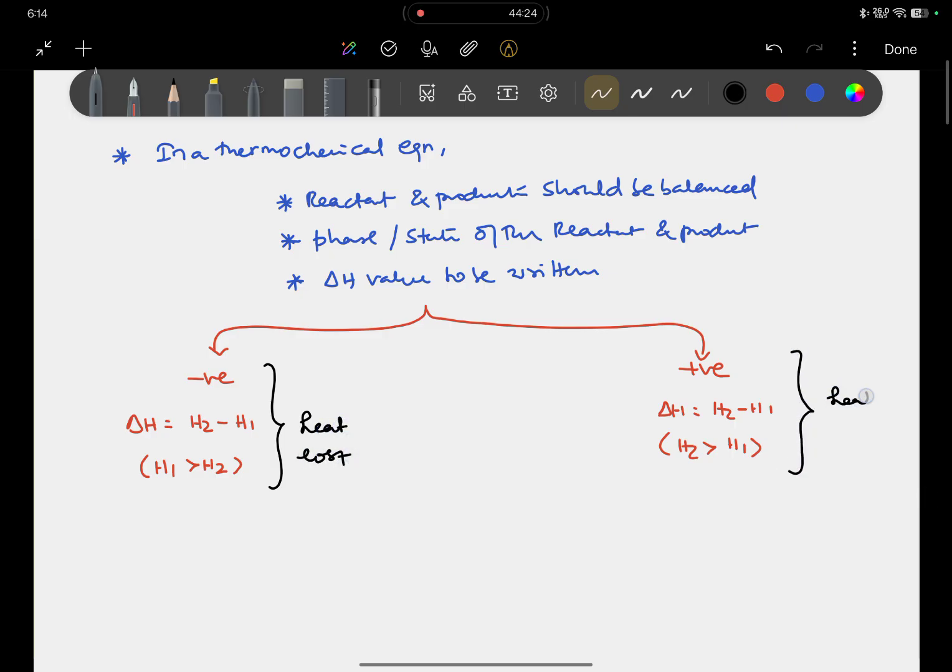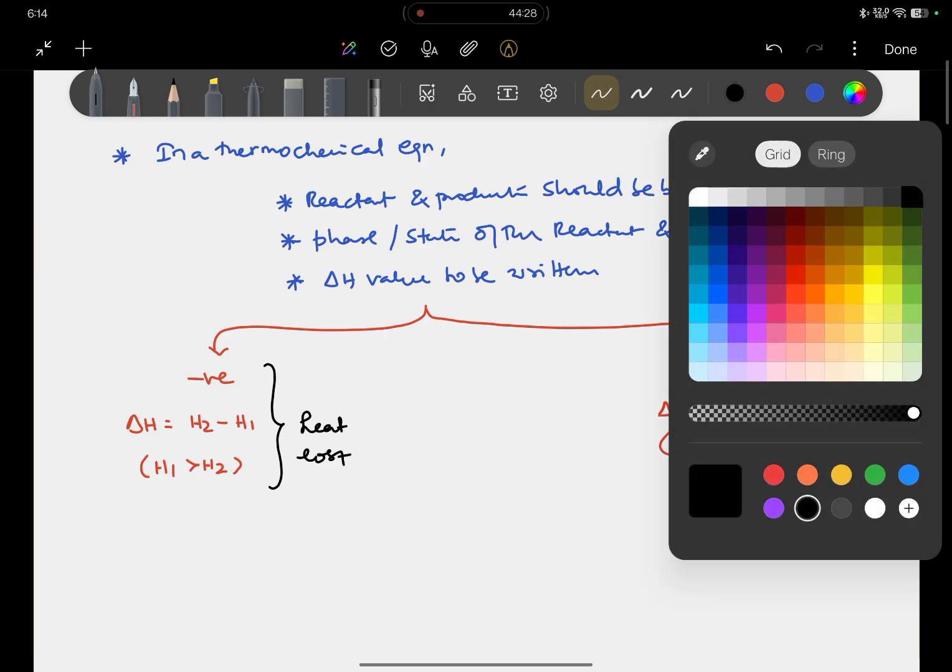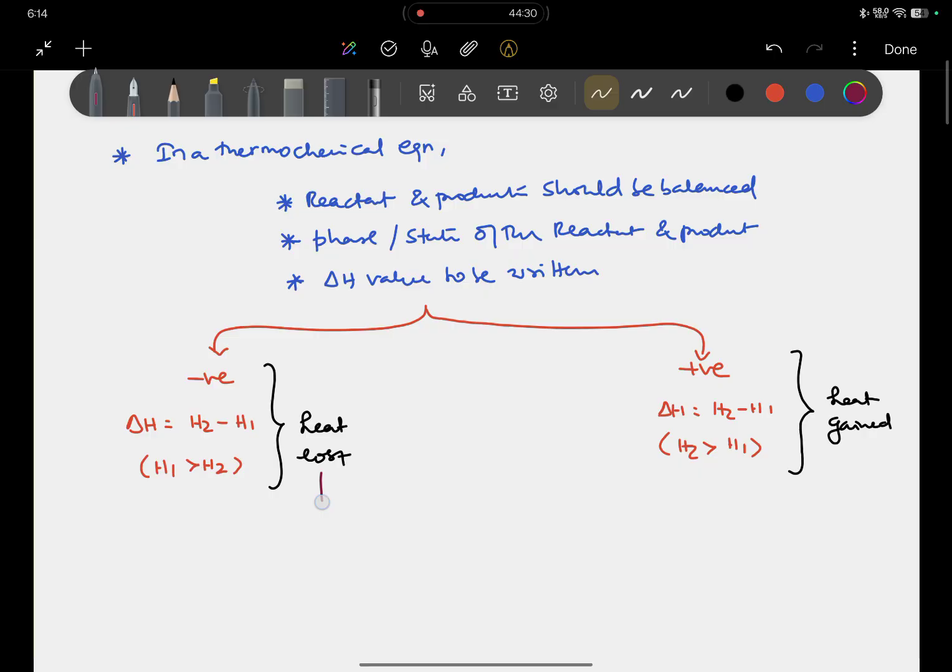H2 is greater than H1, so heat gained. Can I say like that? What can I write? Heat lost is called exothermic. So for all exothermic reactions, delta H will be negative. What is the meaning of heat gain? Endothermic. For all the gained energies, delta H will be positive. So this is one set of concepts that you need to know.